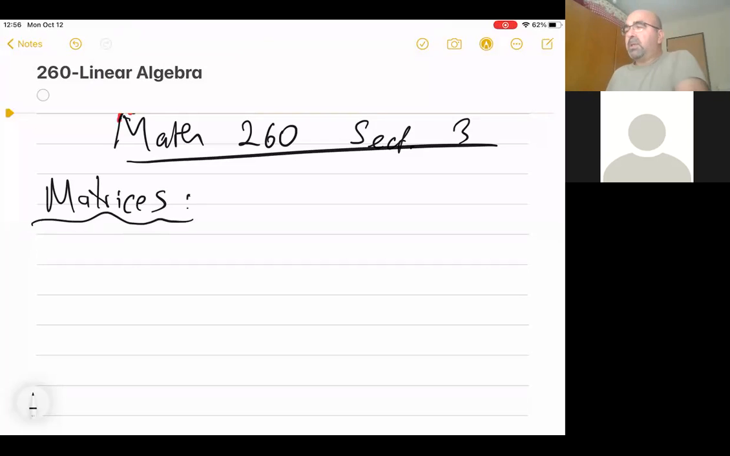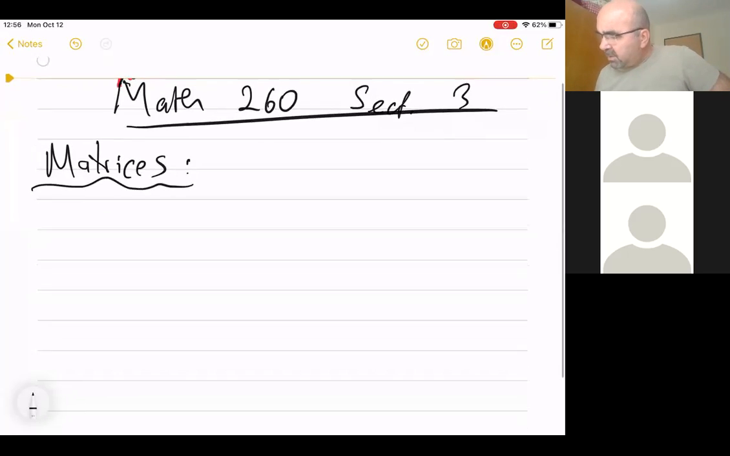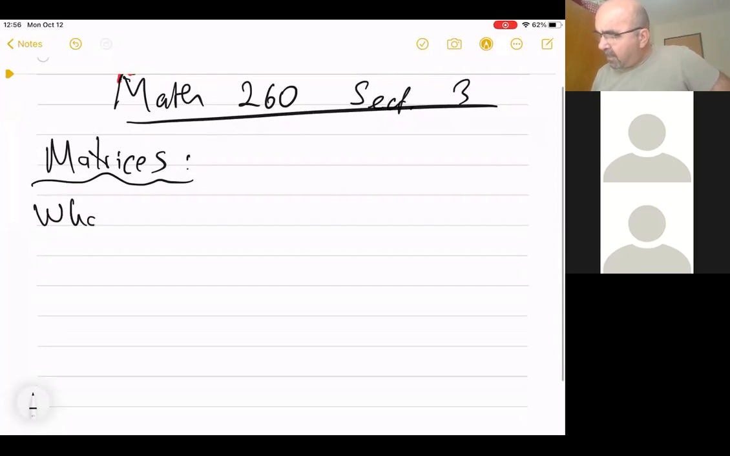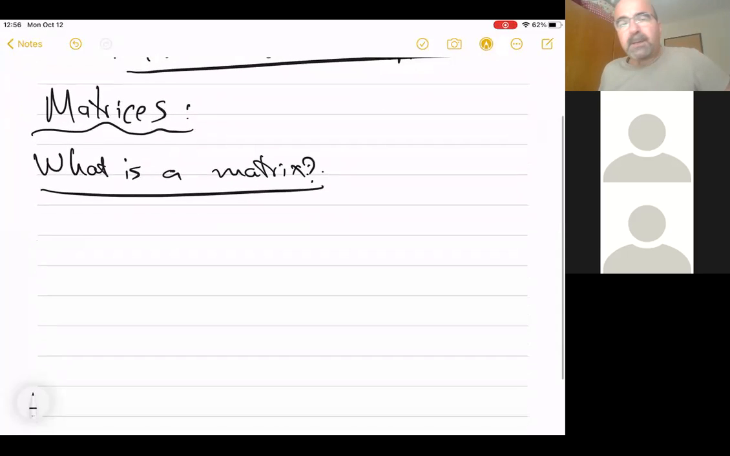So matrices will be important for linear algebra, and later we will see solving linear equations, systems of linear equations. So the matrices will be used there. Okay. For this, what's a matrix? What's a matrix? Well, you may think of it like this, as you see.